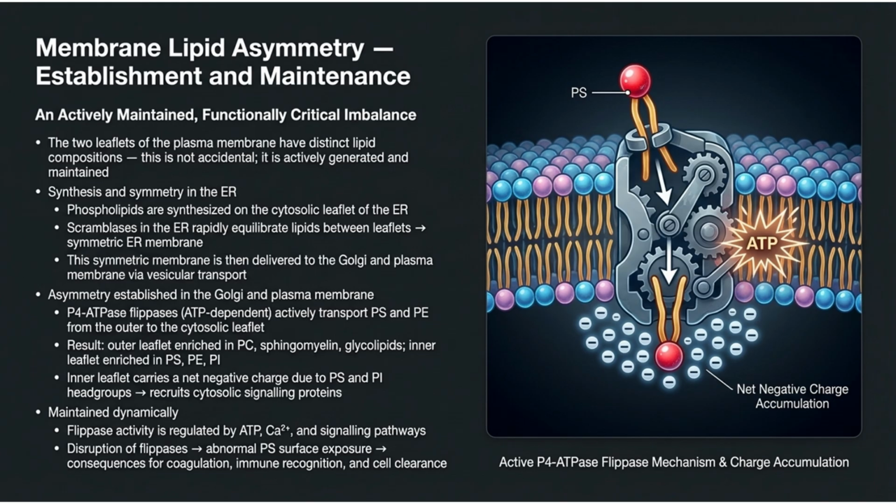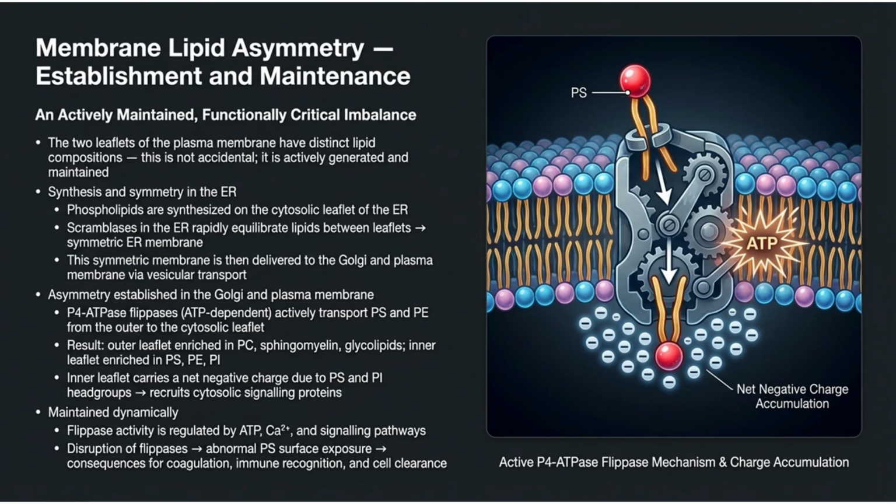The result is a bilayer with an inner leaflet that carries a net negative charge, contributed by the negatively charged head groups of phosphatidylserine and phosphatidylinositol, and an outer leaflet that is relatively neutral and rich in carbohydrate-bearing lipids. This negative inner surface charge is not cosmetic. It creates a docking environment for cytosolic signaling proteins that carry positively charged domains, ensuring that key enzymes and adapters are correctly positioned at the inner membrane face where they need to act.